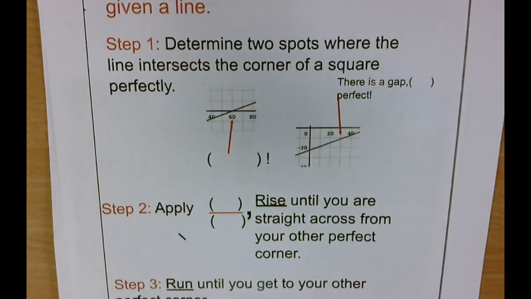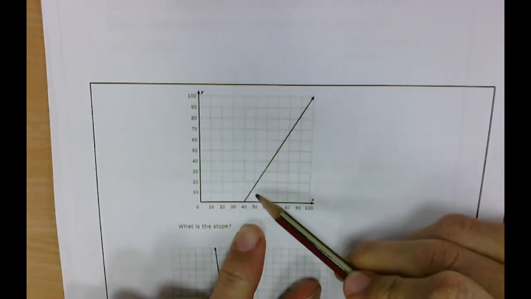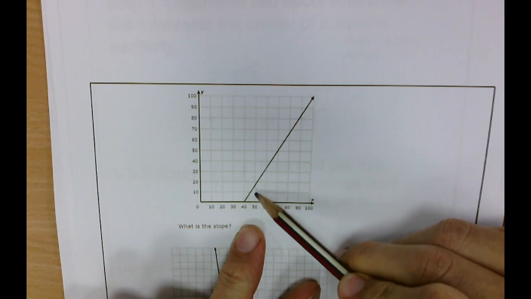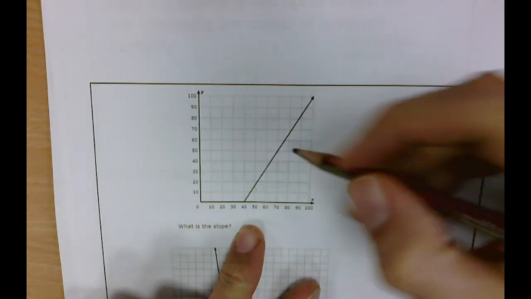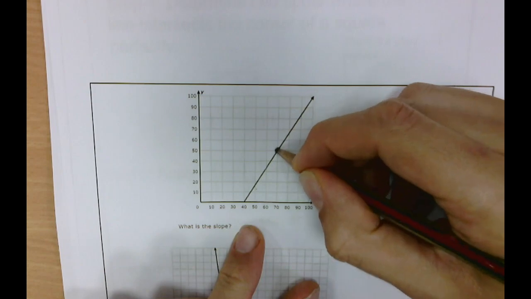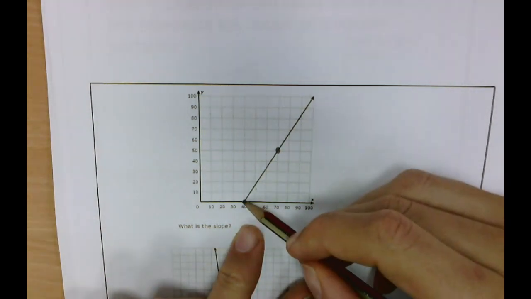Step 2, apply rise until you come across from your other perfect corner. So we're going to make little triangles. So let's take a look at this one here. So let's find some points. That's not a point. That's not a point. Oh, there's a point right there. Okay, so do you see any other points on this line?